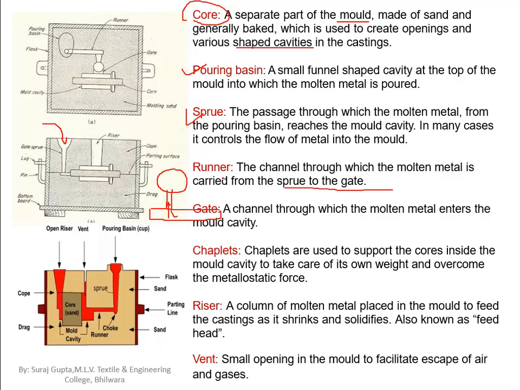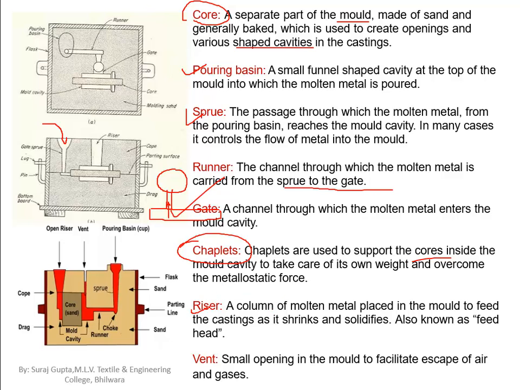So a gate is required. Chaplets are used to support the cores. This core is made of sand, and this sand is to be supported inside the mold cavity to make a hollow part. So that core is to be supported by the chaplets, which are made of a different type of material.